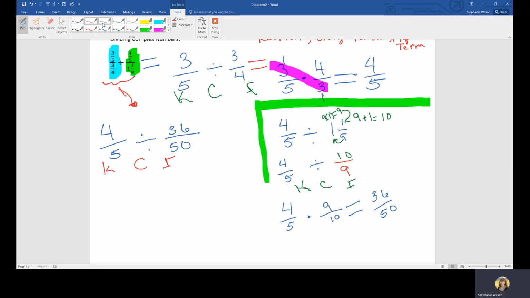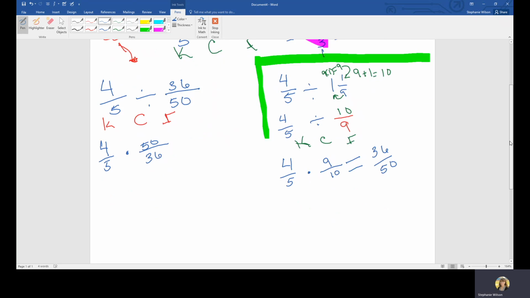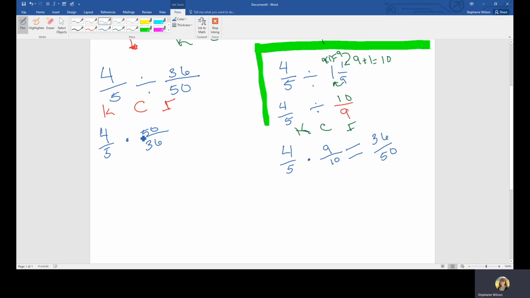We're going to keep, we're going to change, and we're going to flip. So now, keep the first the same, change to multiplication, flip it, and then flip the next one. And now we can ask ourselves, is there a number up here on top in the numerator that will reduce with a number on bottom? Well, yeah, it worked out great that 4 goes into 36, right? And 5 goes into 50.